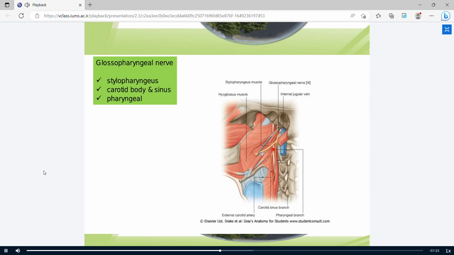Another structure located in the neck is the glossopharyngeal nerve, this one. The glossopharyngeal nerve has different branches, for example, the pharyngeal branch, and a branch for the carotid body and carotid sinus. And the main one, the stylopharyngeus branch, is motor and innervates the stylopharyngeus muscle.